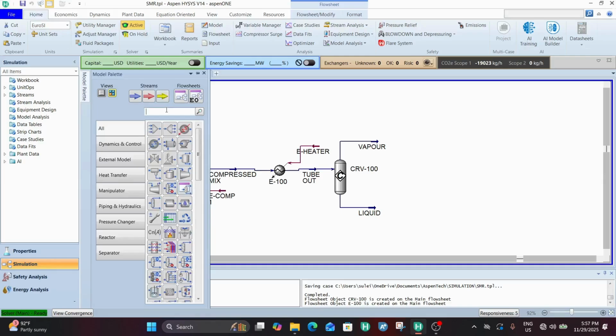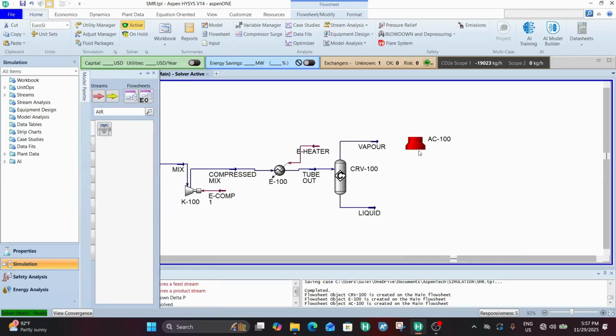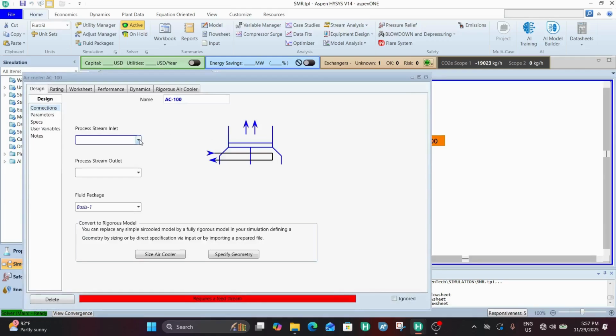you just search that. Good. Air cooler. This is what it looks like. So click process stream inlets. Plug in our vapor that's all going to condense. The process outlets, we need to label that. So we're going to call this cooled vapor.